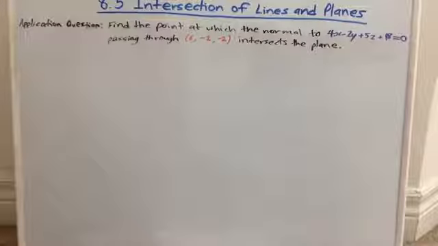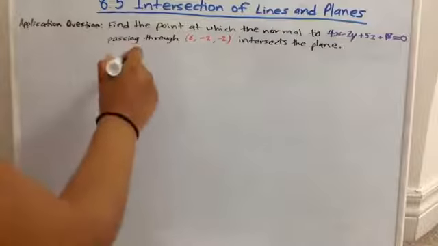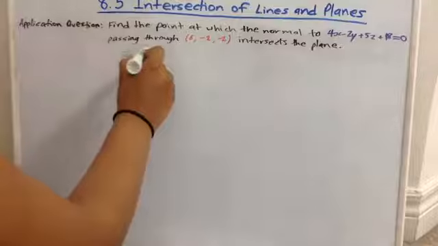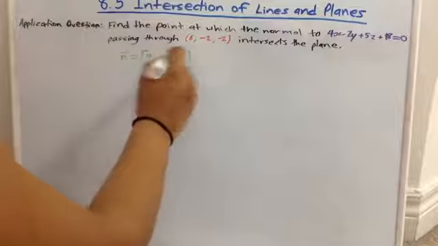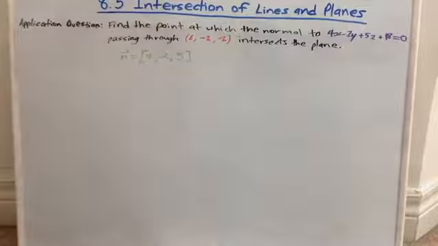Now let's do an application question. This question tells us to find the point at which the normal to 4x minus 2y plus 5z plus 18 equals 0, passing through 6, negative 2, and 2, intersects the plane. So to start off, we can find our normal vector, which would be vector n equals 4, negative 2, and 5. And this comes from the equation.